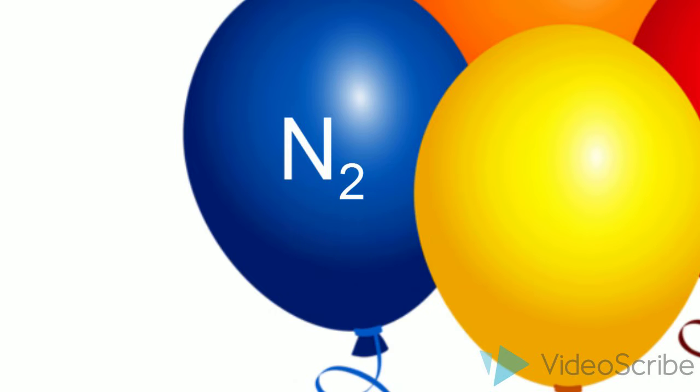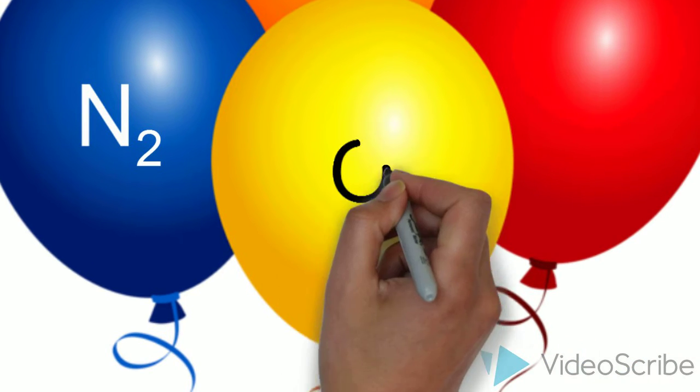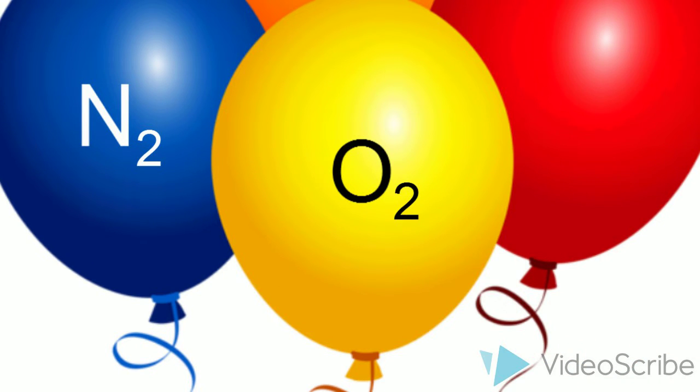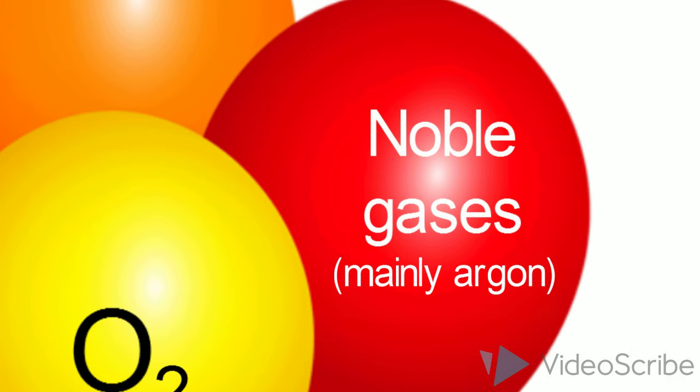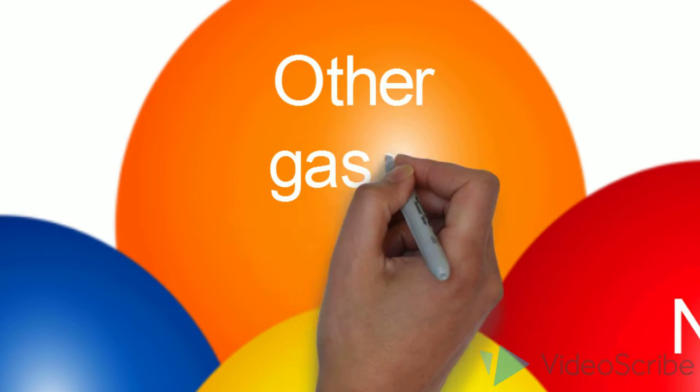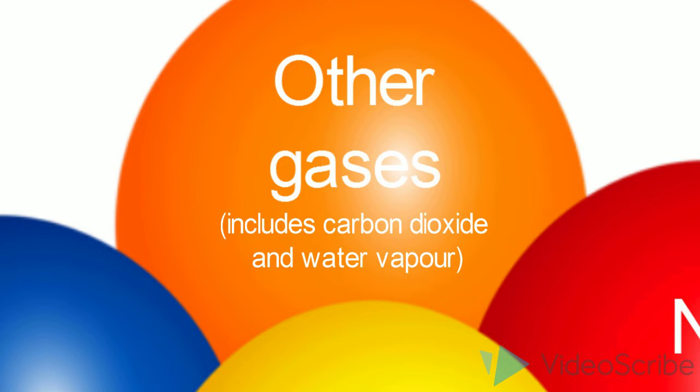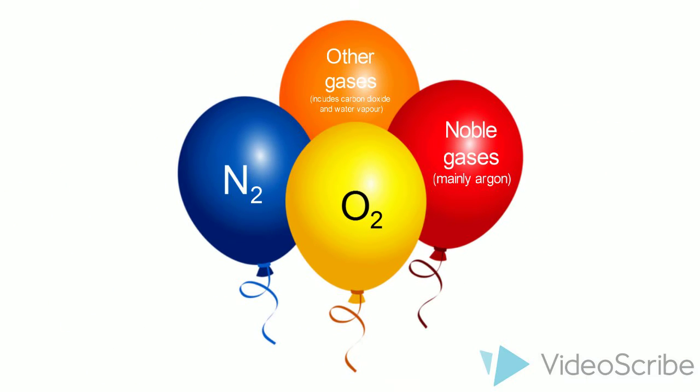As you know, air is a mixture of various gases. So the two main gases in clean air are actually nitrogen and oxygen. In addition to that, there are the noble gases, which consist mainly of argon, as well as other gases such as carbon dioxide and water vapor. So together, these four main components of air are as such.